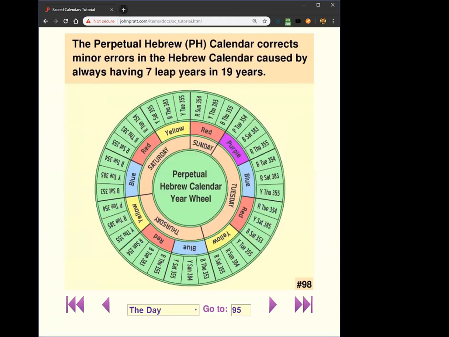So after you count around 11, you jump. You don't do this year. You jump over to here and count 8. 1, 2, 3, 4, 5, 6, 7, 8. 11 plus 8 is 19. And if you count up the leap years, because you ended on a leap year, you'll find that you have 7 leap years. So there's a metonic cycle.